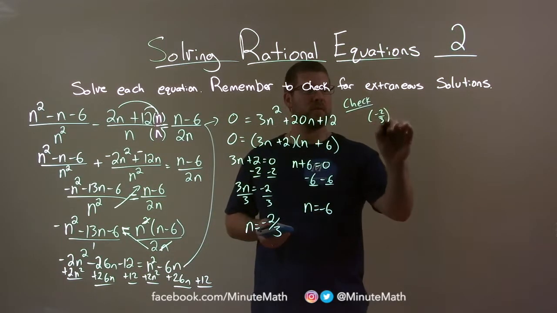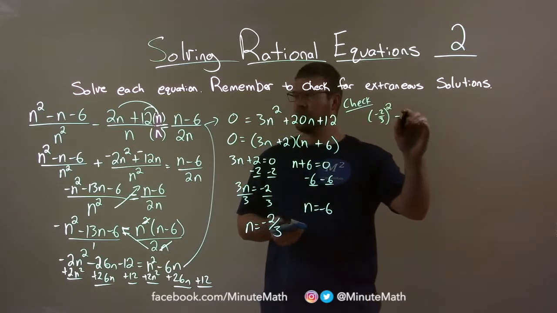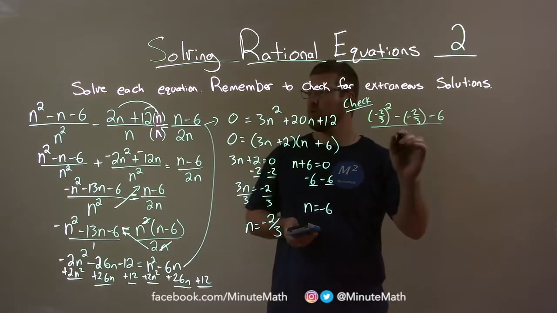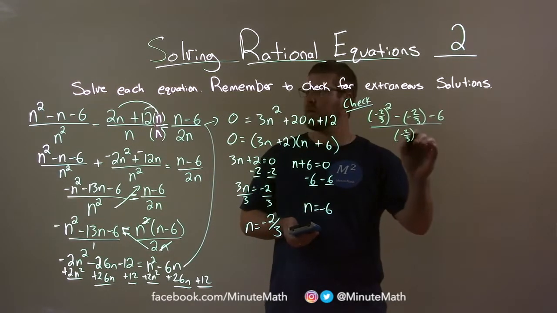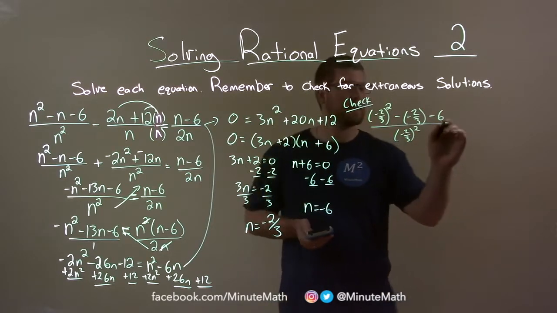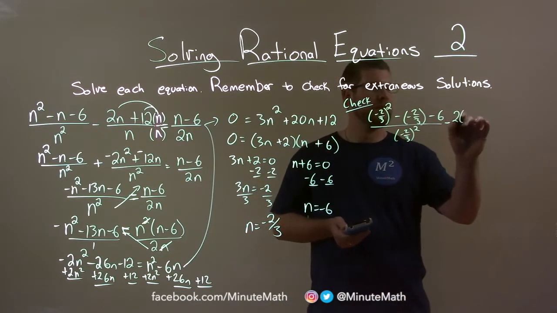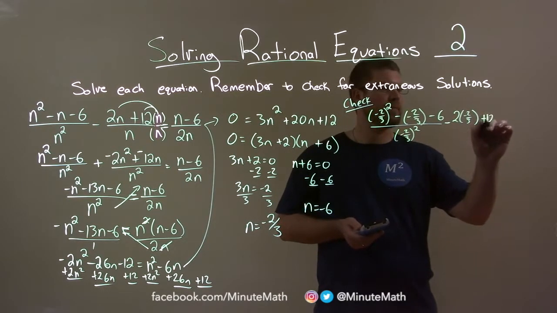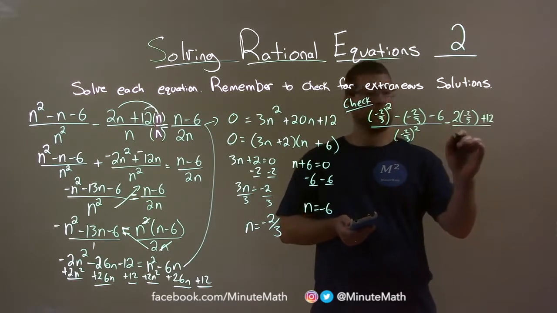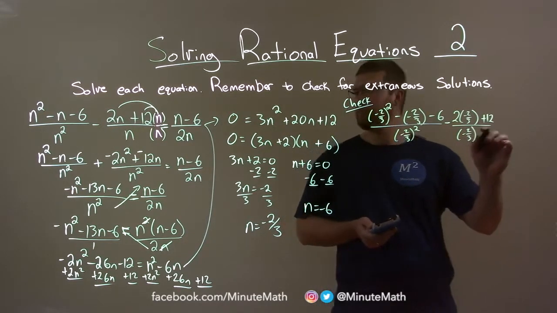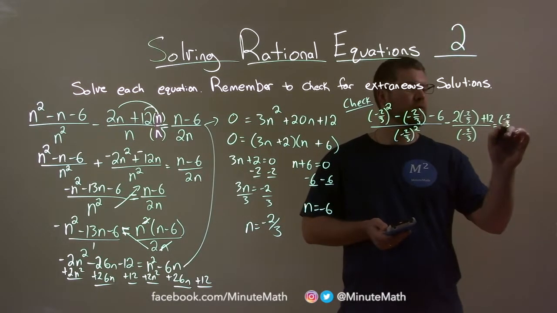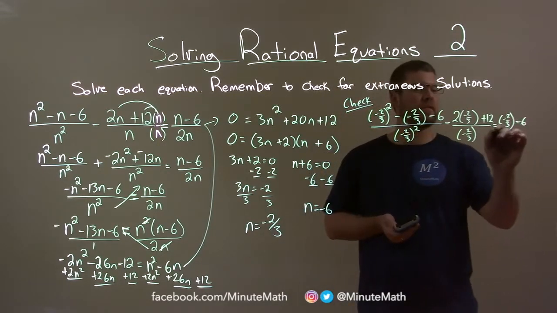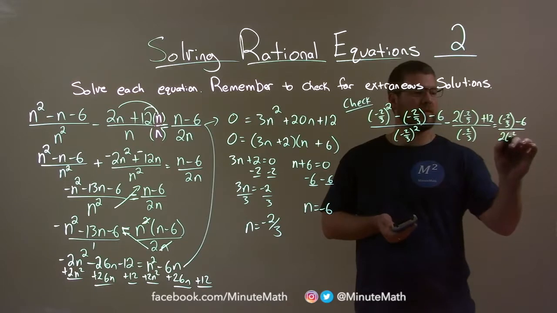Negative 2 thirds squared minus a negative 2 thirds minus 6, over negative 2 thirds squared, minus 2 times negative 2 thirds plus 12, over negative 2 thirds, equals negative 2 thirds minus 6 over 2 times a negative 2 thirds.